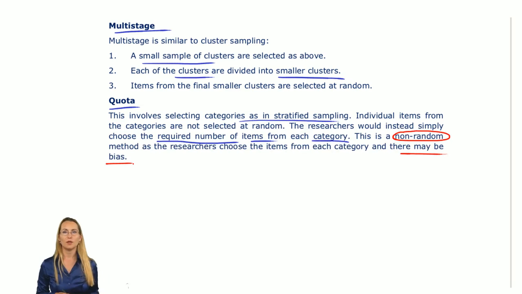So if you get a question, what type of sampling might cause bias or is subject to bias, this is going to be the quota method. If you get a question which method provides equal opportunity for any member of a population to be chosen at random, or equal opportunity for them to be chosen, then it's going to be random sampling. So it's as easy as that.